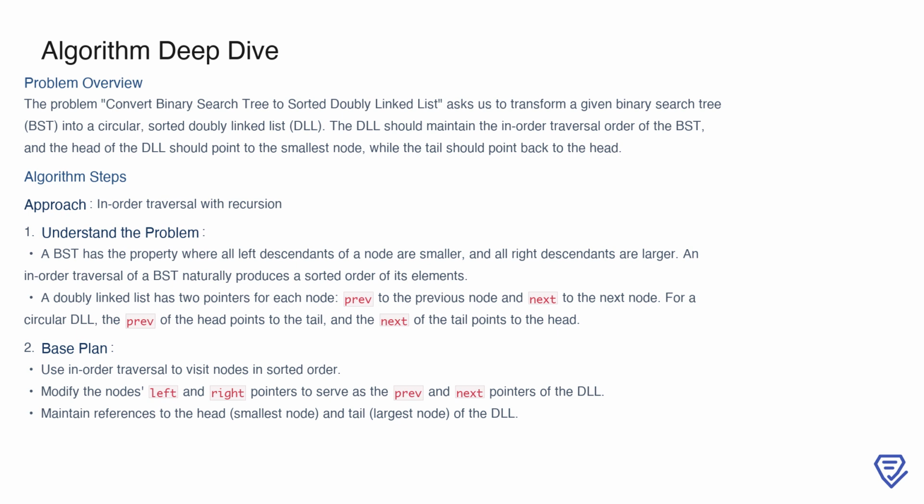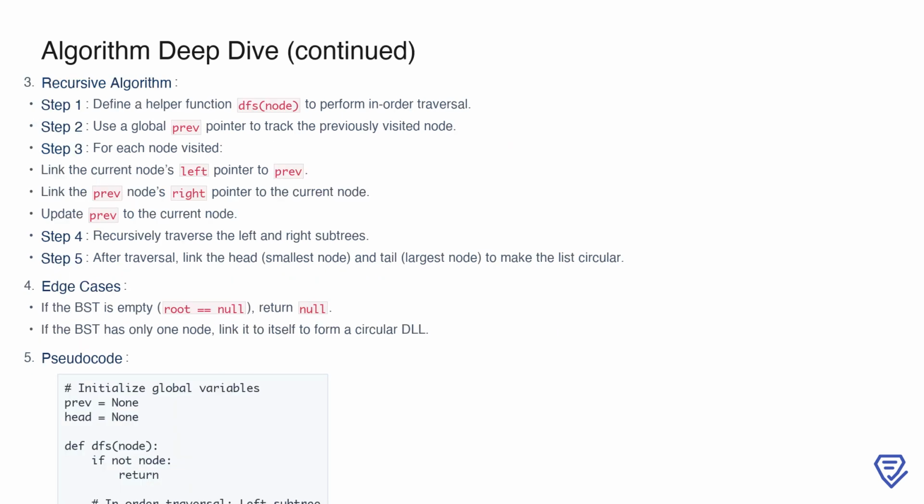The base plan involves visiting the nodes using in-order traversal, modifying their left and right pointers to act as the previous and next pointers of the DLL, and maintaining references to the head and tail for circular linking at the end. To implement this, we define a recursive algorithm. First, we create a helper function called DFS(node) to perform the in-order traversal. A global pointer, previous, is used to track the previously visited node. For each node, we link its left pointer to previous and update the previous node's right pointer to the current node, effectively creating the DLL links.